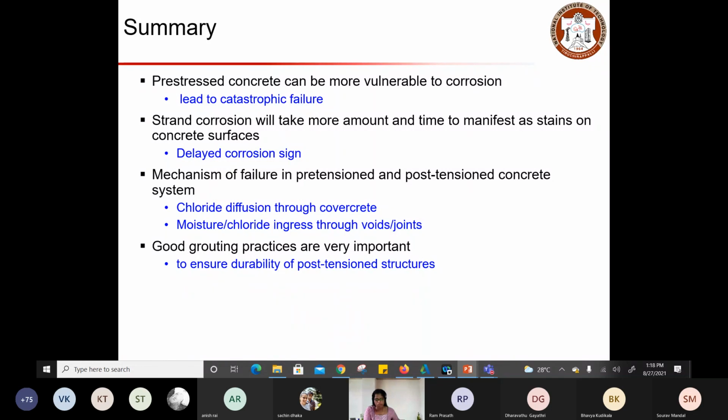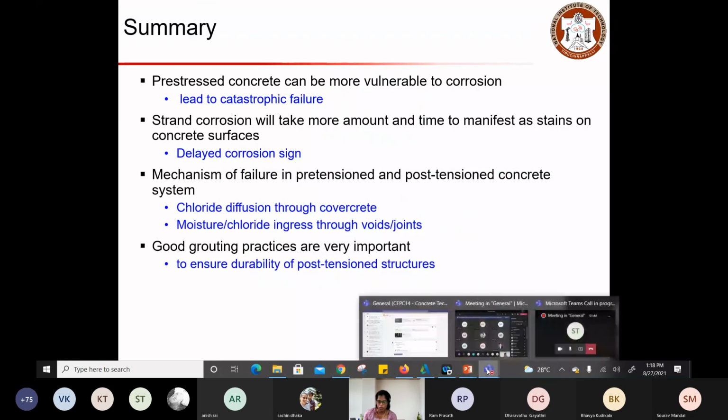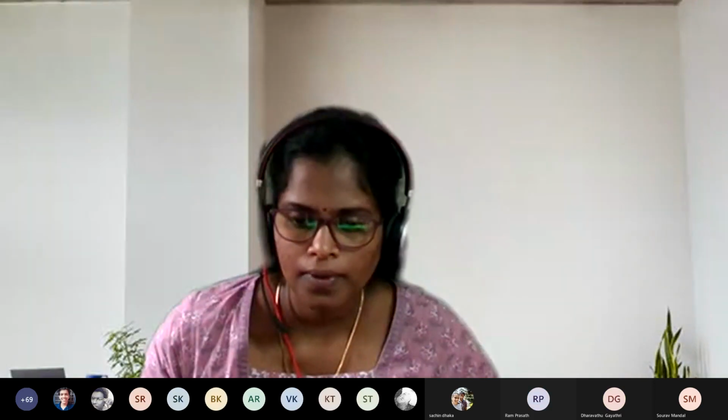It is about deterioration of concrete and what are the failure mechanisms that you expect specifically for concrete, and what are the ways to control the failure mechanisms. Right?